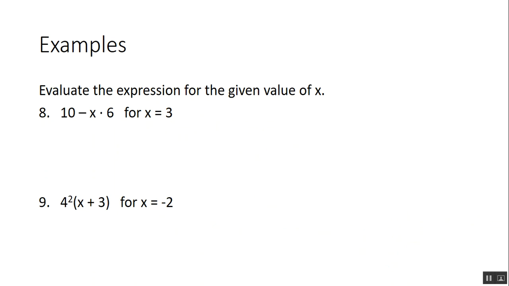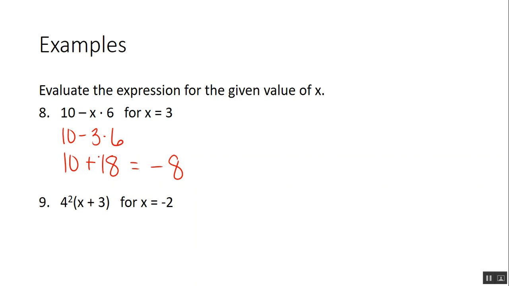You're also expected to be able to evaluate expressions using order of operations. So we have 10 minus x times 6 on number 8, and I'm telling you that x equals 3. So we're going to do 10 minus 3 times 6. Your very first step should be plugging in the correct value. This is showing your work. I don't want to see you just try to write an answer here because it makes it really difficult when things are wrong. So we have subtraction and multiplication. We are multiplying first, so it becomes 10 minus 18, and 10 minus 18 is negative 8.